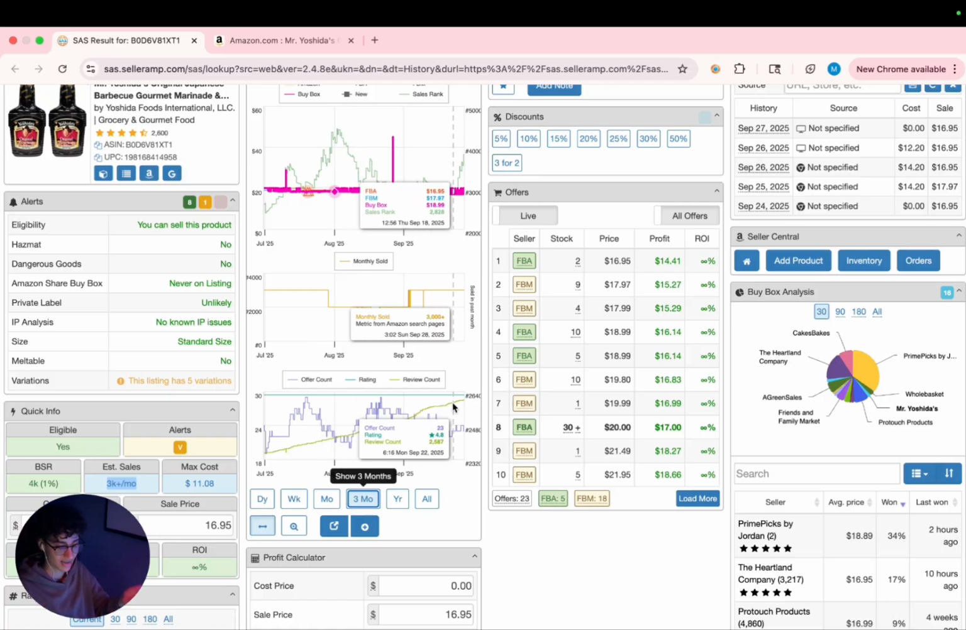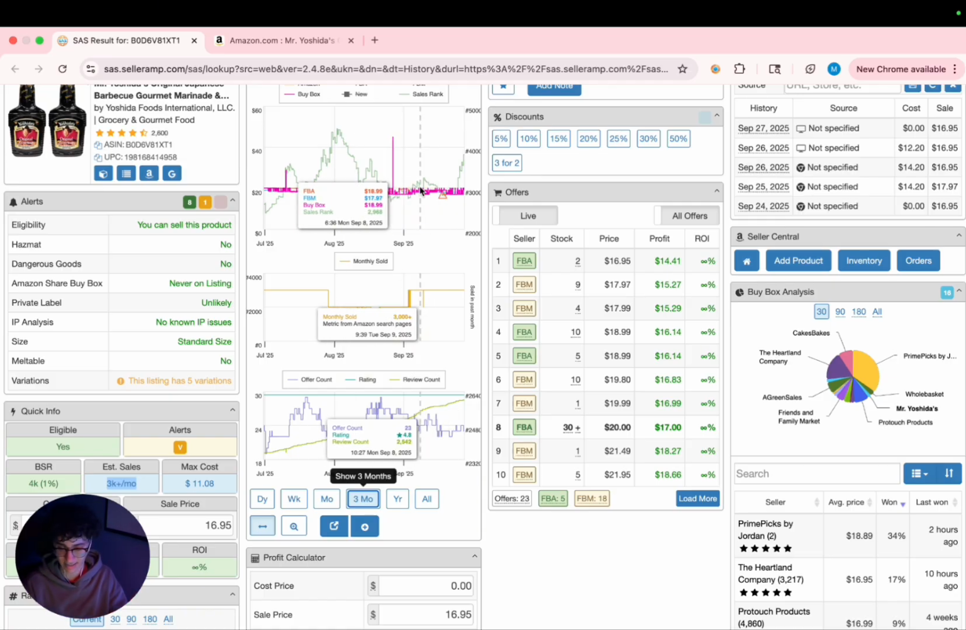That means tons of people are reviewing, offer count is going down, and the pink line is stable. That's typically what a winning product looks like and what you would want to see.